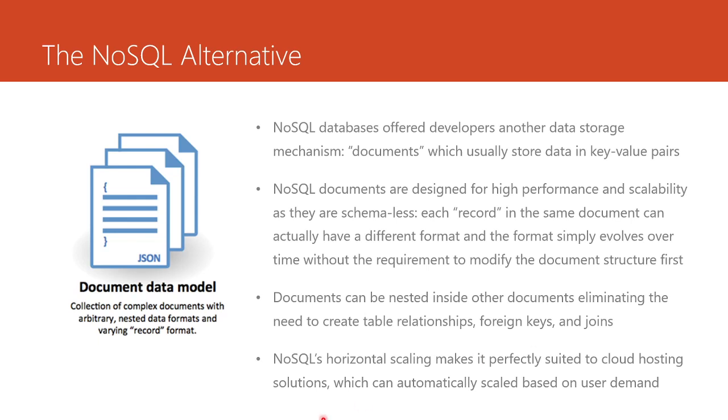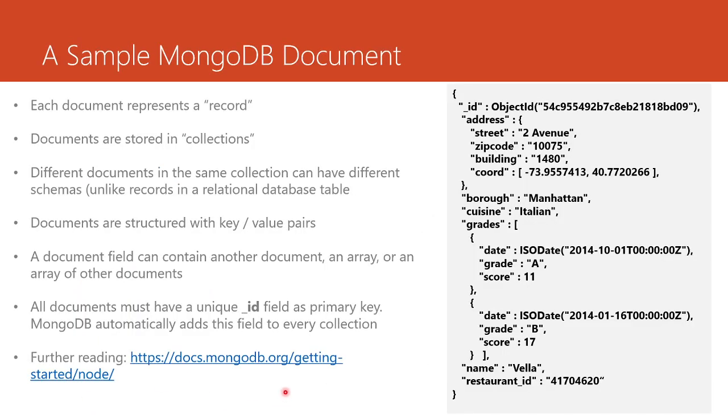The other thing is, you can see on the bottom here, it says NoSQL's horizontal scaling makes it perfectly suited to cloud hosting solutions, which can be automatically scaled based upon user demand. If we continue on, each document represents the record. Documents are stored in collections, and different documents in the same collection can have a different schema, which is different than a relational database table.